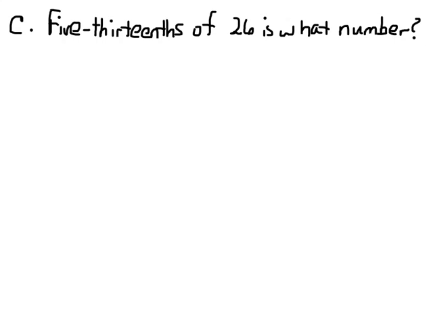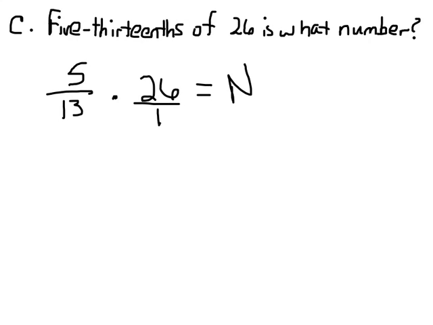Alright, and then finally C, 5/13 of 26 is what number? Let's make this a fraction, and when I do, I see that I can cross cancel, and that becomes a 1, and that's a 2, and then I just do my multiplication. 5 times 2 is 10. So 5/13 of 26 is 10.